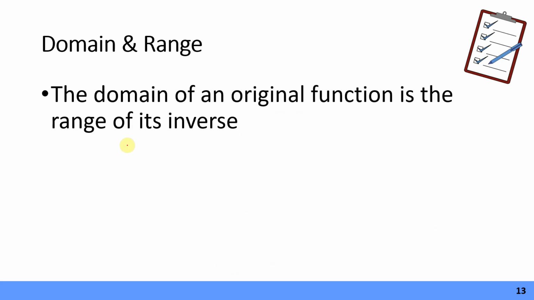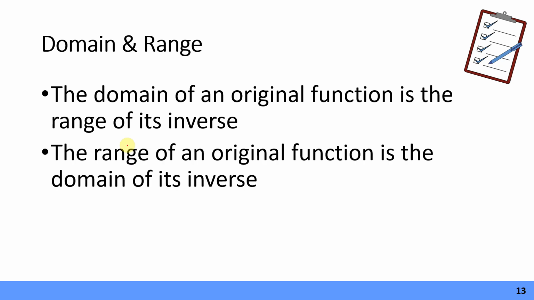When we talk about functions and their inverses, there's a really special relationship between domain and range. So the domain of an original function becomes the range of its inverse. It's pretty much just saying, hey, the x and the y's interchange, just like we've been talking about. But just so you could know, domain and range have the same relationship. And then, of course, the range of the original function becomes the domain of its inverse.